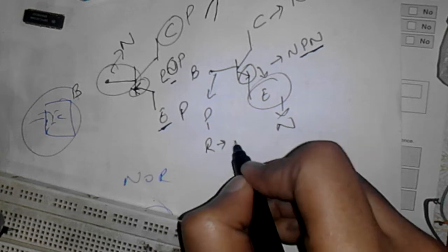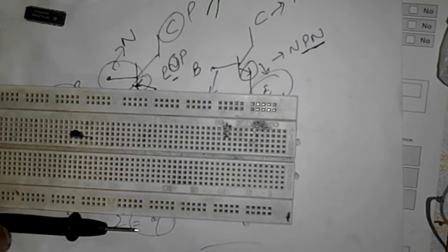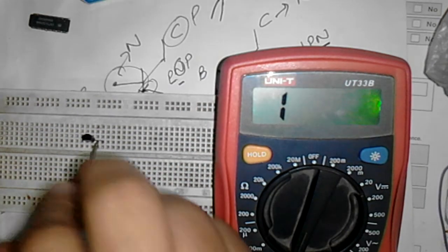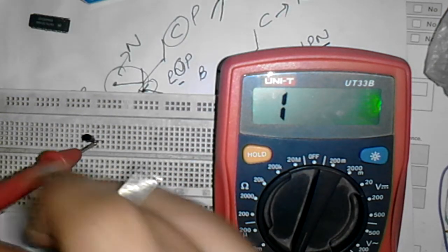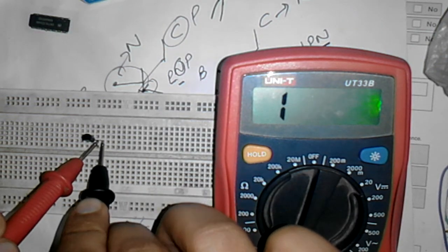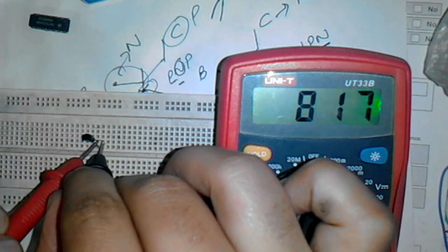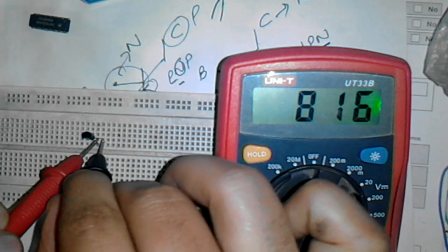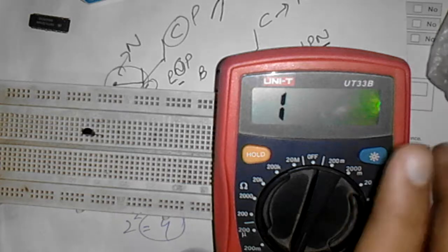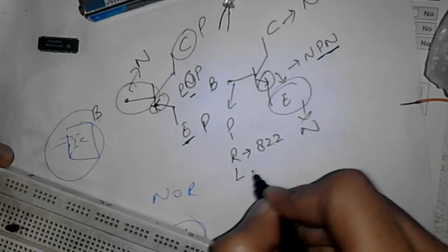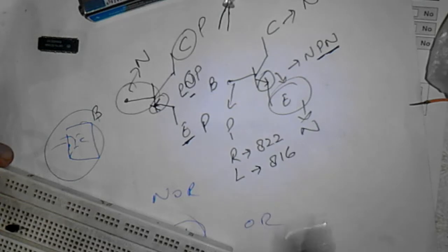Right side gives 822 value. Okay, now I'm going to keep the positive lead on the base of the transistor, and now check the left terminal of the transistor. As you see, this left terminal gives us an 816 value. Write it down. So the left side gives the 816 value.